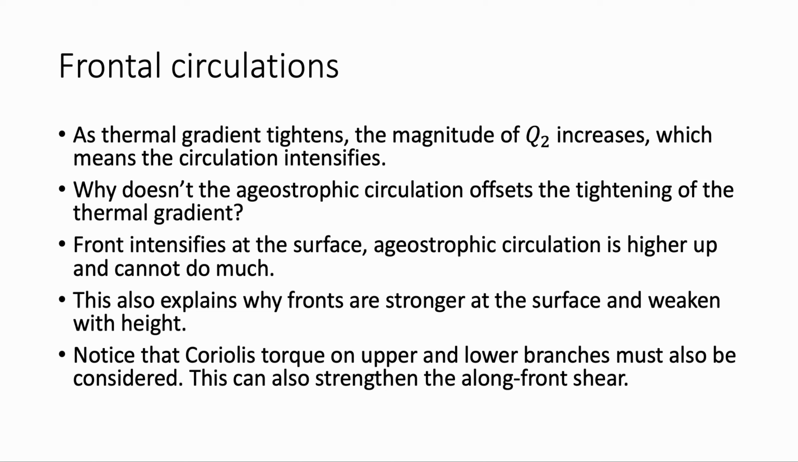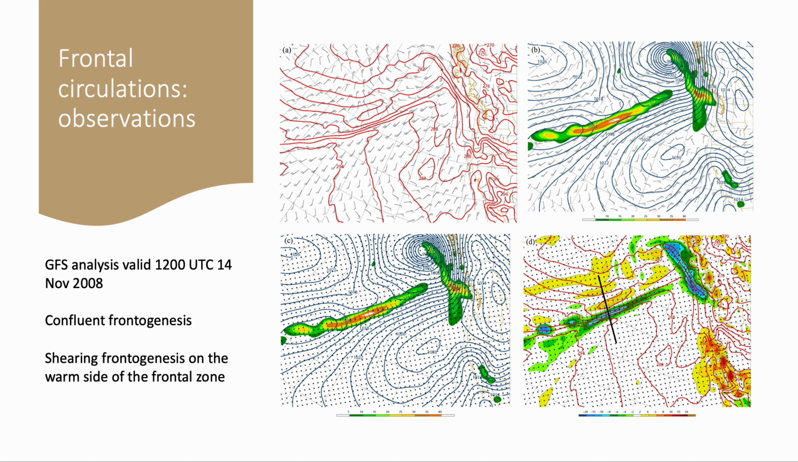And this also helps us understand why the fronts are so strong at the surface and weaker aloft, because aloft vertical velocities are non-zero, and so something can be done to contrast the front. But at the surface, really not so much. Also, another important thing, the Coriolis torque can be important both on the upper and the lower branches. And sometimes, depending on the orientation of the front, this can cause a strengthening of the shear in the along-front direction, which, via thermal wind balance, could potentially intensify the front. So the Coriolis force is not to be forgotten.